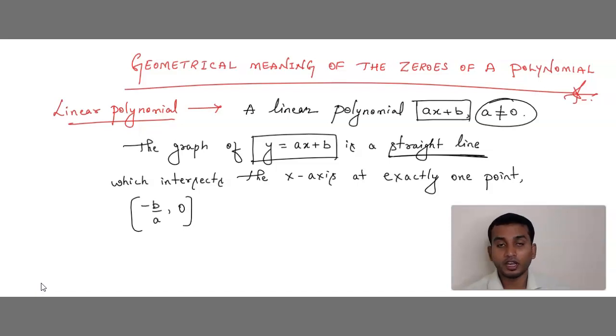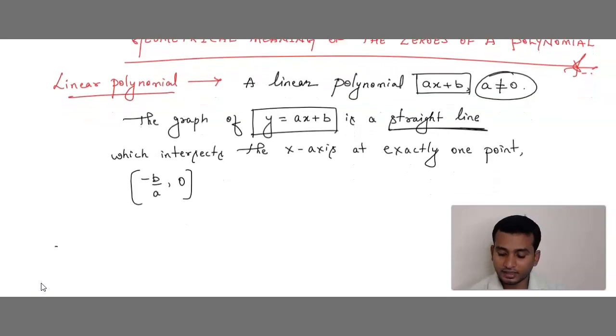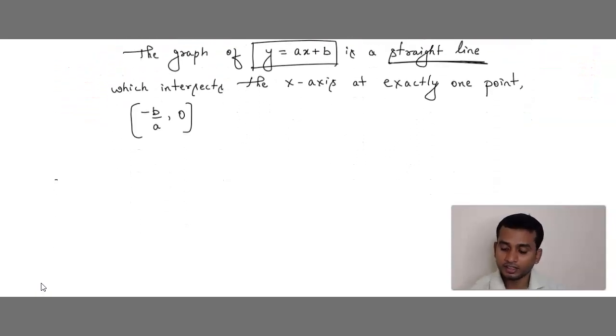So which type of graph is obtained? We get a graph in the form of y equals ax plus b, and that graph is a straight line which intersects the x-axis at exactly one point. So in this graph it intersects the x-axis at only one point. That is nothing but minus b by a comma 0, x comma y. So x coordinate is minus b by a and y coordinate is 0.